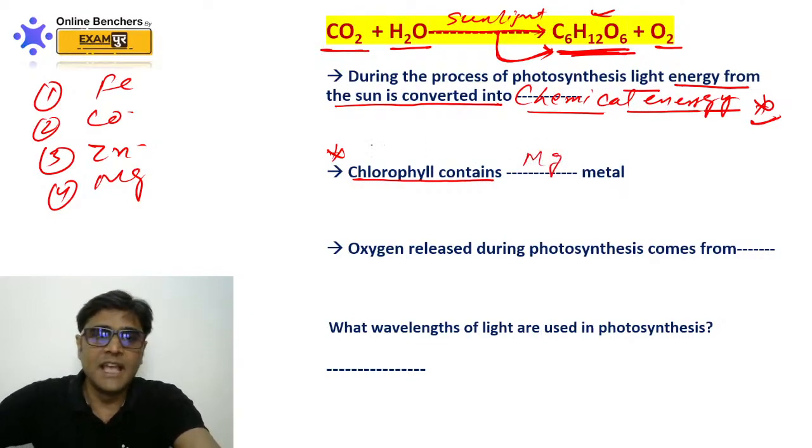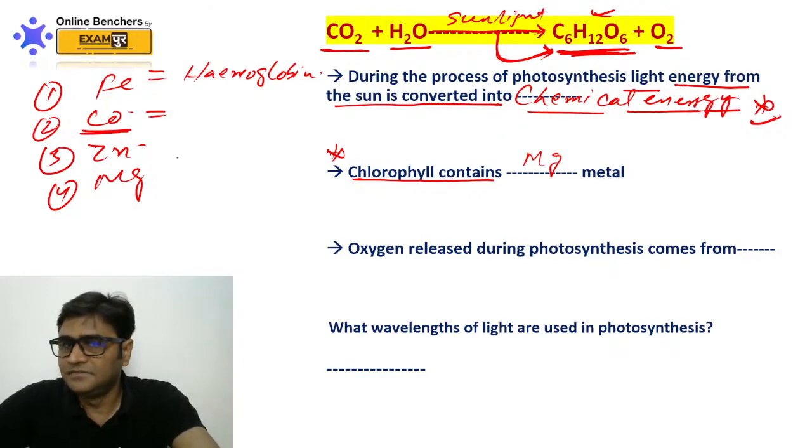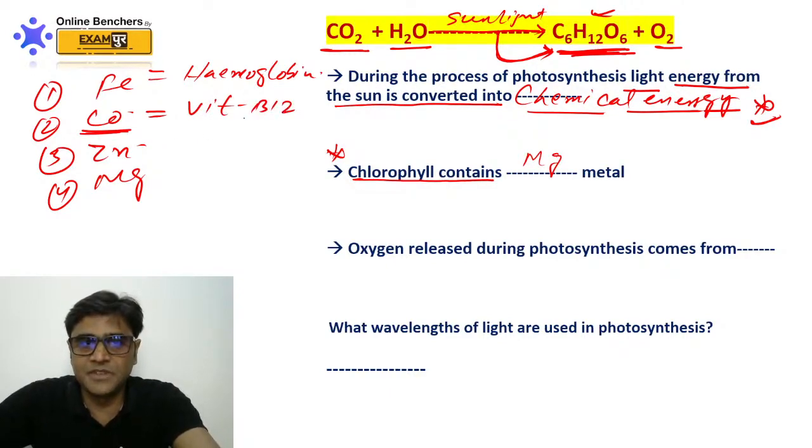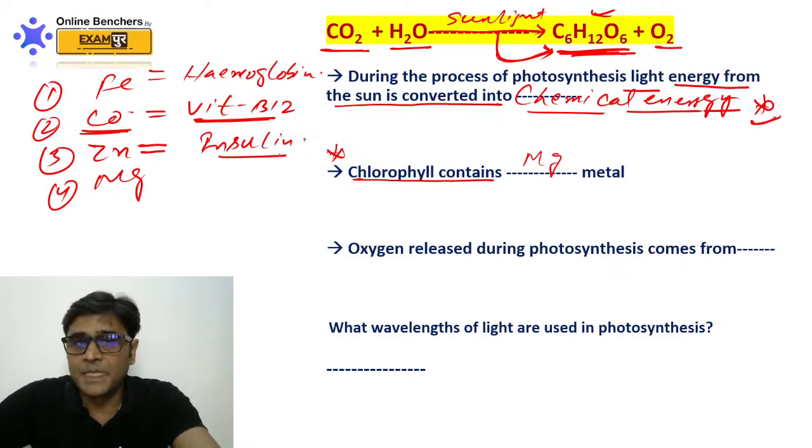Very good. As you know, iron is found in your hemoglobin. Tell me about zinc. Zinc is found in, this is also a very important question. Zinc is found in vitamin B12. Sorry, cobalt is found in vitamin B12. If you talk about zinc, zinc is present in insulin. Yes, insulin, which is a hormone, we will discuss in the chapter on the endocrine system.